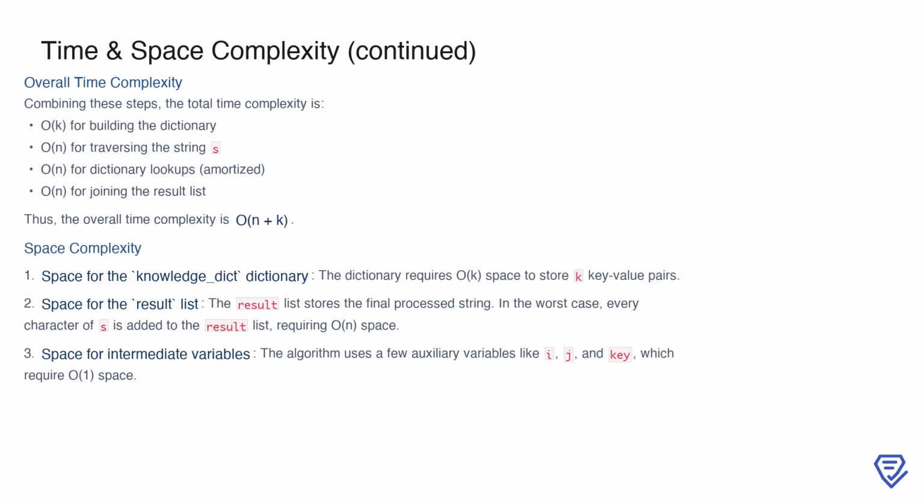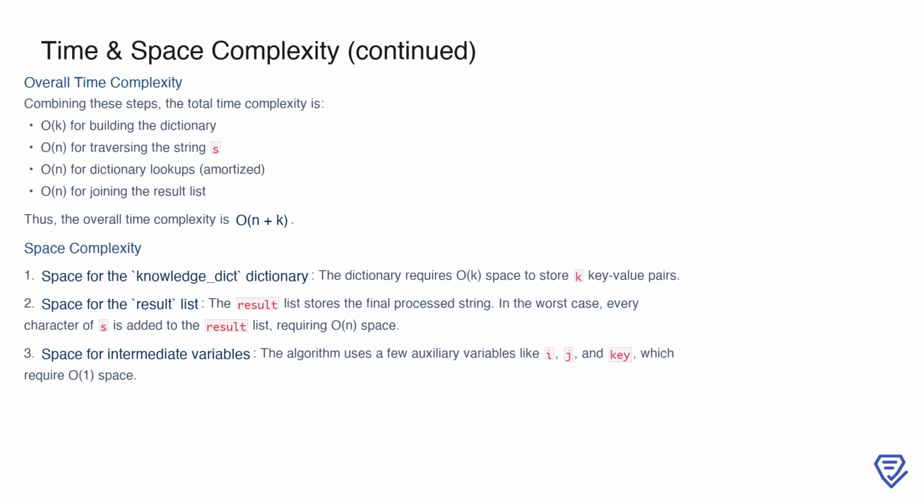Now, let's combine the individual components to determine the total time complexity. Building the dictionary requires O(k), traversing the string s contributes O(n), dictionary lookups are O(n) in total, and joining the result list is another O(n). Adding these together, the overall time complexity of the solution is O(n + k).